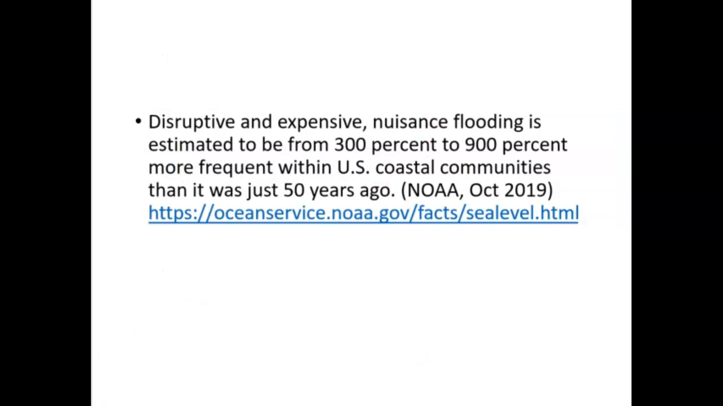To drive this point home even further, this is a quote from a NOAA report that came out in October 2019. They say that disruptive and expensive nuisance flooding is estimated to be 300% to 900% more frequent in U.S. coastal communities than it was just 50 years ago. So that's our current condition. We are 300 to 900% more frequent than 50 years ago.